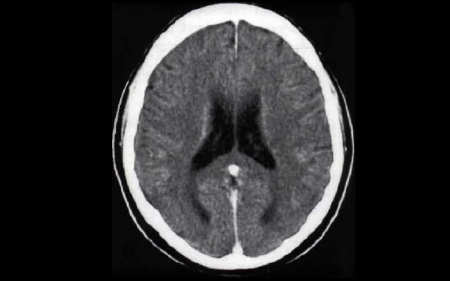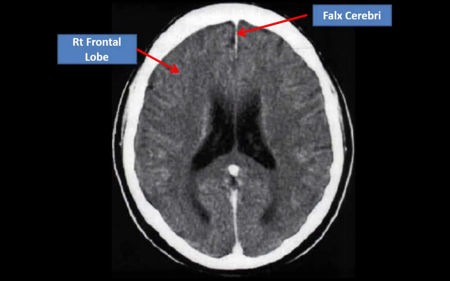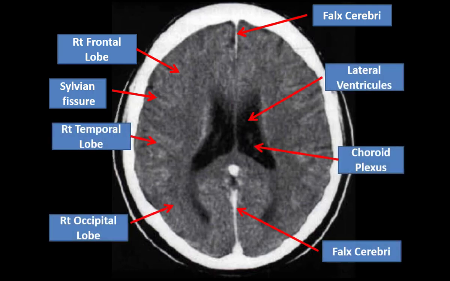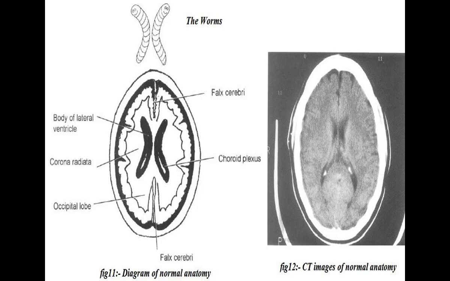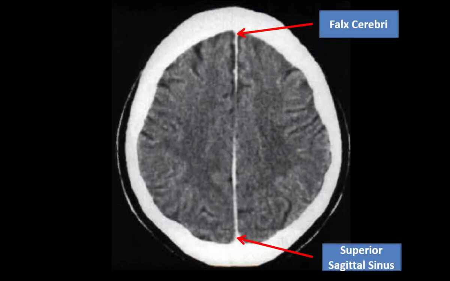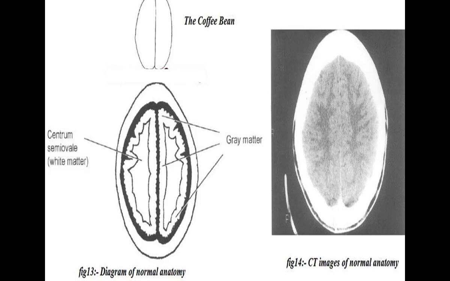As you go further up, you start seeing worm appearance. This is because of the body of the lateral ventricles and some part of the posterior horn of the lateral ventricles. So same falx cerebri, the right frontal lobe, you can see Sylvian fissure here, the temporal lobes, choroid plexus, and the occipital lobes. So it appears like worms. As you go further up, Mr. Bean, you just see the 2 parts of the cerebrum. This is falx cerebri, this is superior sagittal sinus, and it appears like the bean.